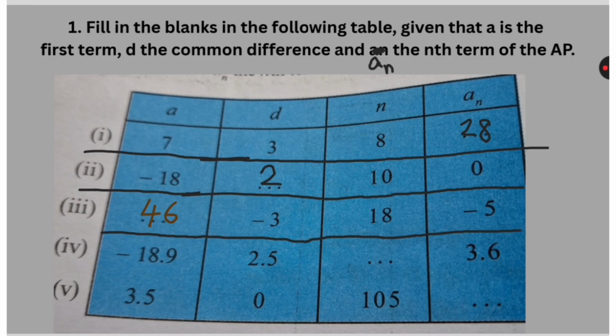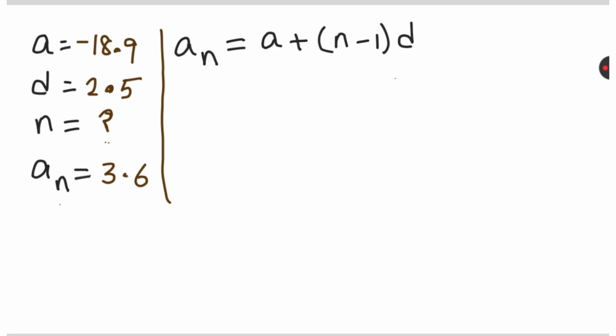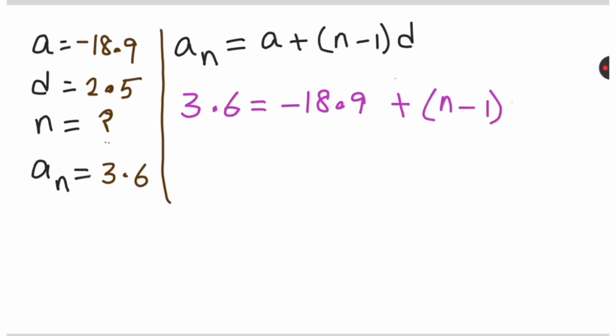Let's see the fourth question. Here they have given the A value as minus 18.9, the common difference is 2.5, and AN is 3.6. We need to find the number of terms, that is N. AN is 3.6, so let's write 3.6 here. That is equal to A, which is minus 18.9, plus N minus 1, since we don't know the N value, and the D value is 2.5. Here we have a minus 18.9, so to get rid of that, let's add plus 18.9 on both sides.